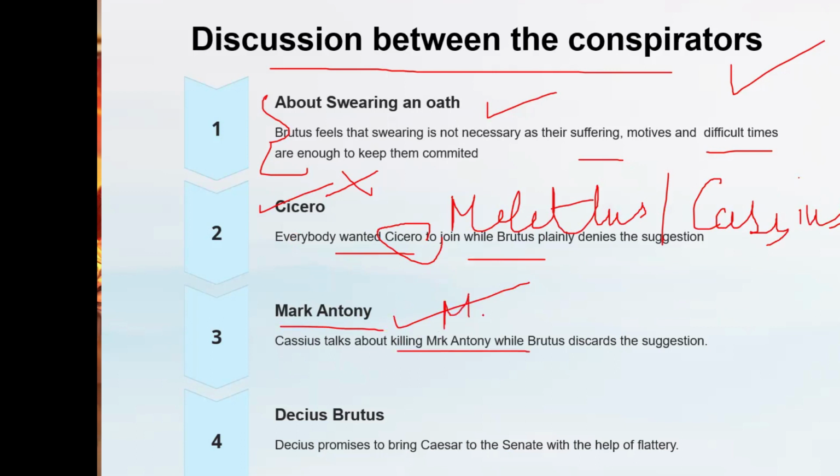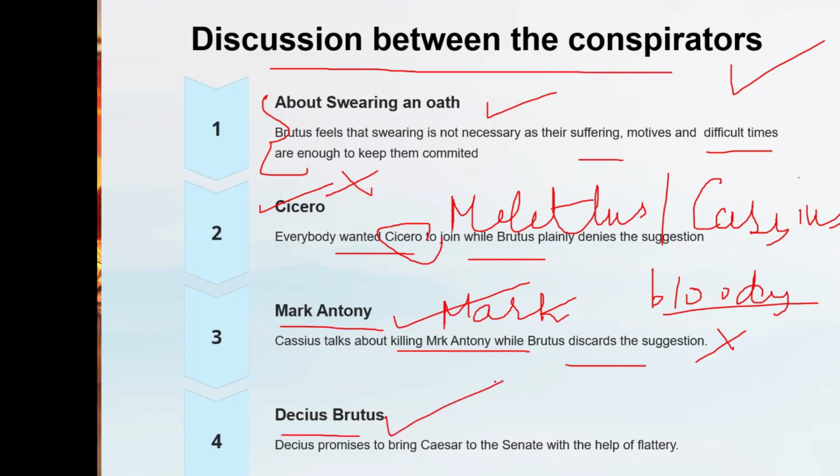All right, they talk about killing Mark Antony, and because this is a very practical suggestion, Cassius says that we should kill Mark Antony along with Caesar because he will be a threat for all of us. Cassius has a lot of far-sightedness which Brutus lacks. Brutus again tells that no, we're not going to kill Mark Antony, because our course of action will seem to be too bloody. It is going to be too cruel and too bloody. So therefore, we are not going to go with killing Mark Antony.